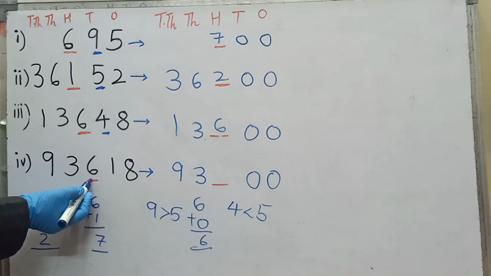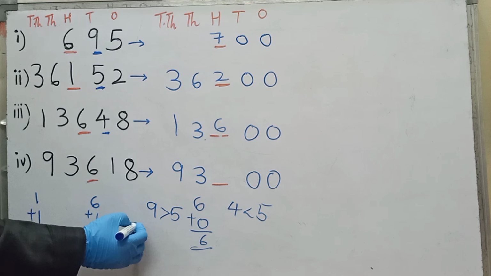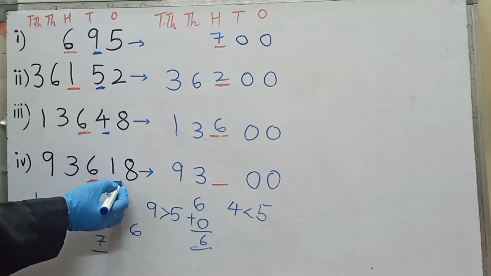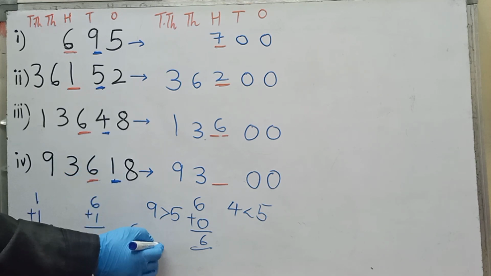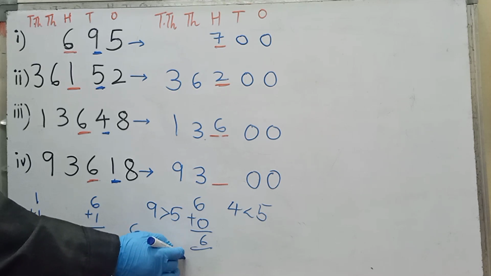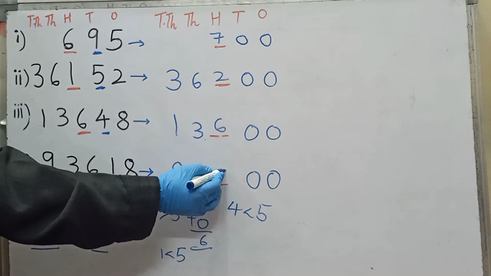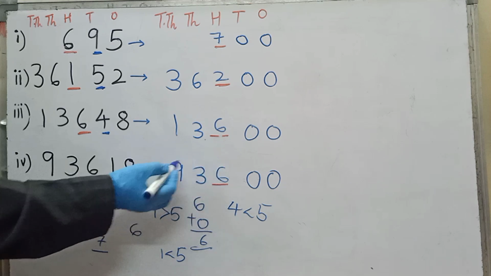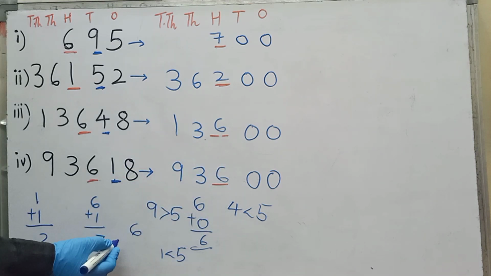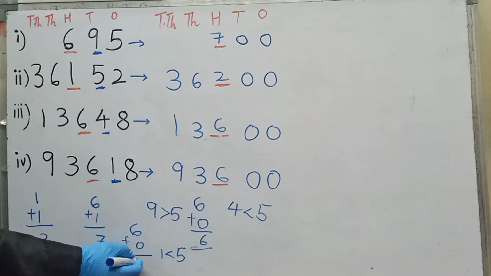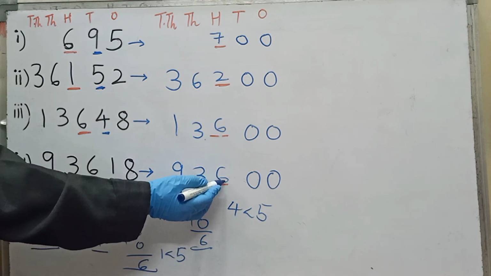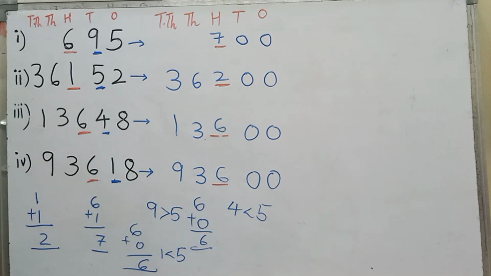Okay. Now the next number is 6 in the hundreds place. So the beside number, what is it? It is 1. Since 1 is less than 5, what do we have to do? We have to copy the same hundreds place number as it is. That is, if we add 0, what do we get? We get 6 only. So we will write 6 in the hundreds place. Is it okay, students? Now we will do the third sum.